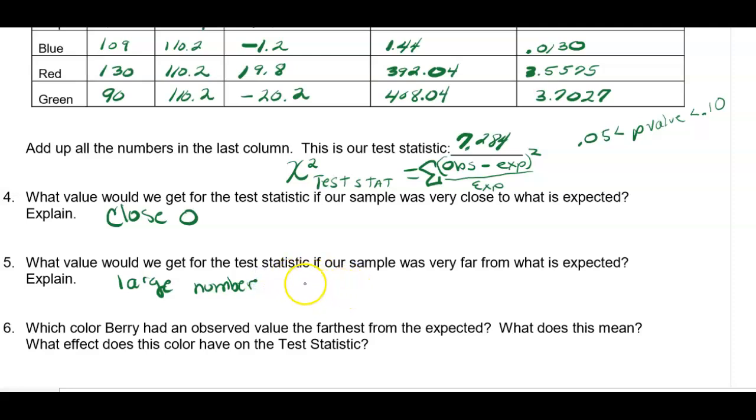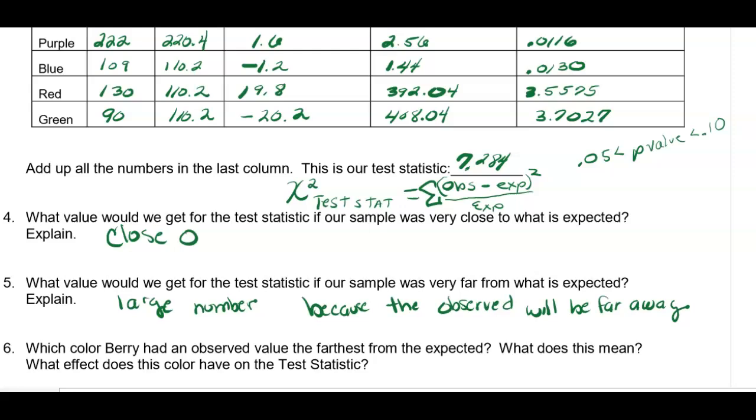Because the observed will be far away. Okay, so our last question, what color berry has an observed value that's farthest from the expected? What does it mean and what effect does it have on the test statistic?